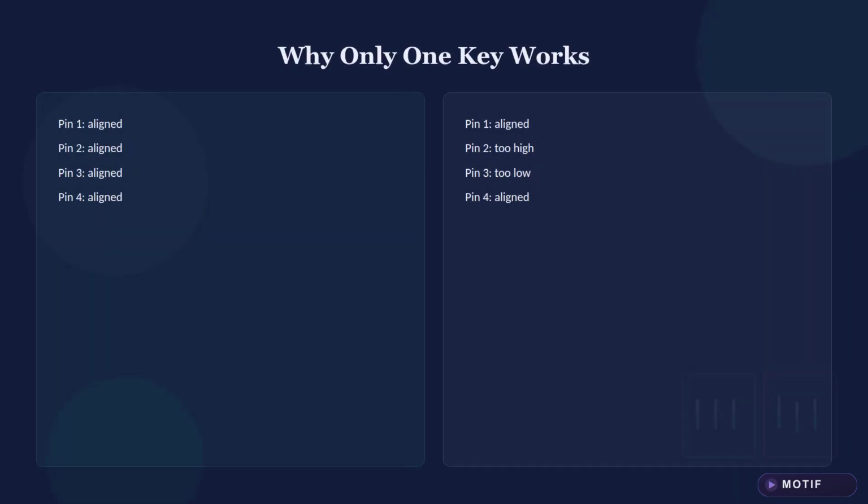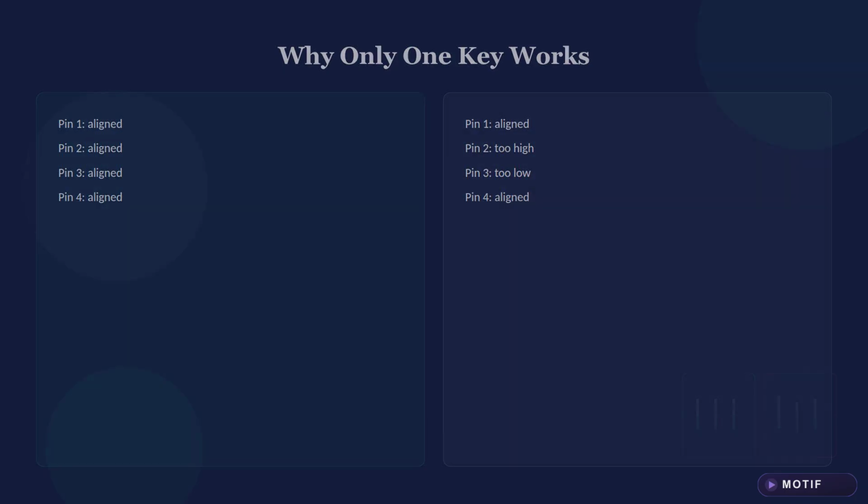What makes a wrong key wrong? Look at these 2 side by side. The correct key lifts every pin to exactly the right height. The wrong key lifts pins too high or too low. Even 1 pin off by a millimeter and the shear line is blocked. Could you feel that mechanical rejection in your hand?